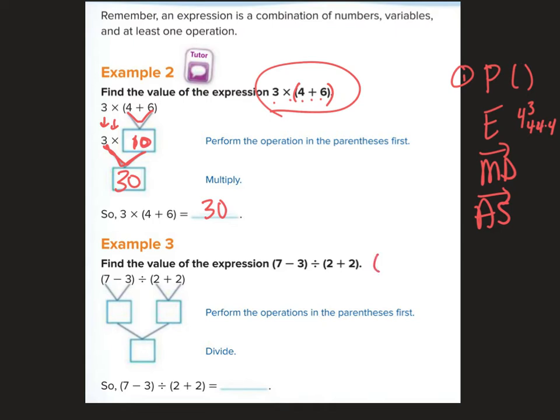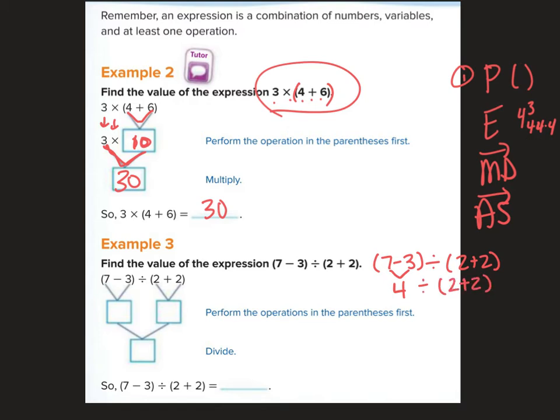So I've got 7 minus 3 divided by 2 plus 2. Okay, so I'm going to do parentheses from left to right. Doesn't really matter as long as you're doing the parentheses first, but we'll keep that pattern, left to right. 7 minus 3 is 4. Bring everything down.